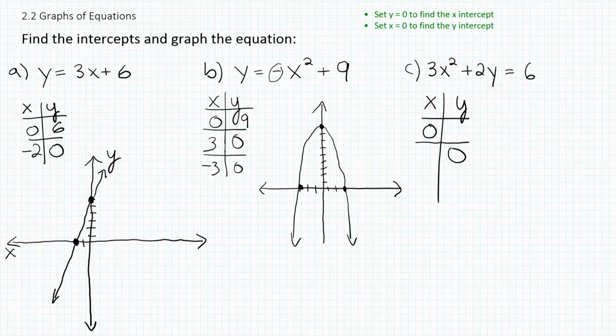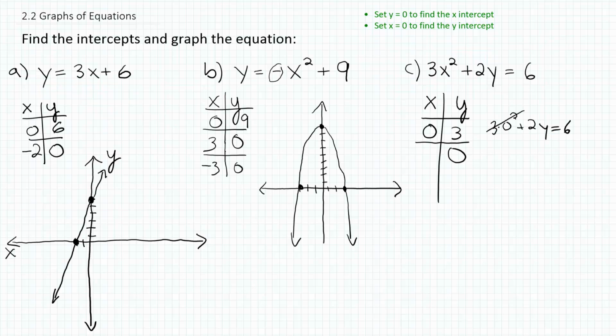So if I let x be 0, we end up having 3 times 0 squared plus 2y is equal to 6. So of course, 3 times 0 squared cancels out. And 2 times what gives you 6? Well, the answer is 3, right? So that first one will solve to give us 3.